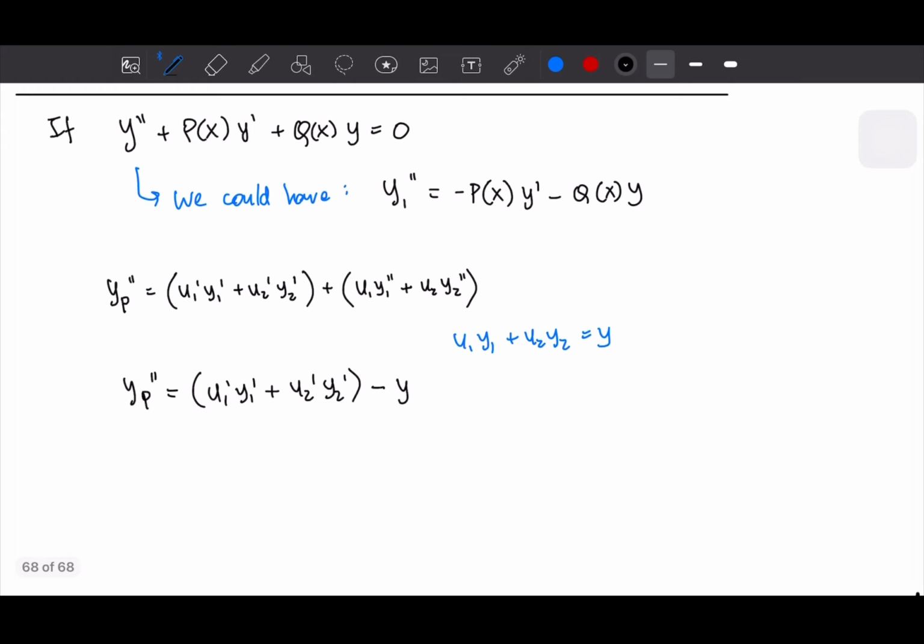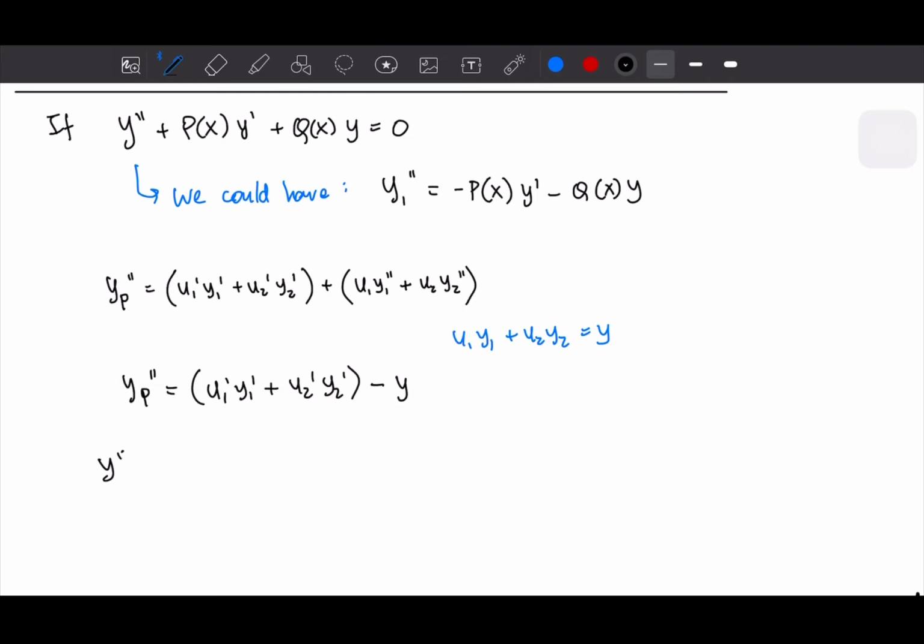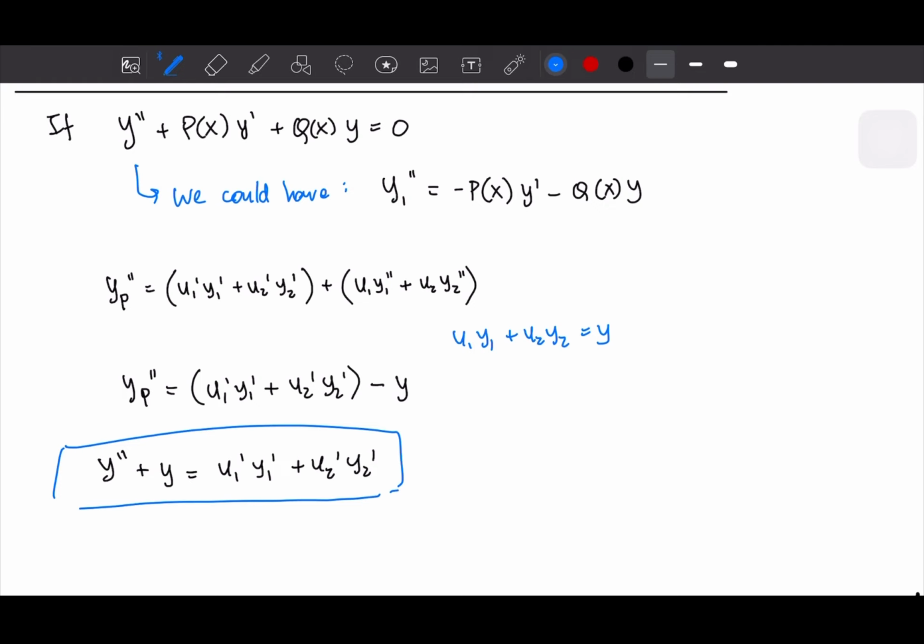Now we can write this and see the form at the end: this yp double prime, when we add it to this, actually comes back to the original equation. So we have y double prime plus y equal to u1 prime y1 prime plus u2 prime y2 prime. So we have it now. The key is this one, this u.